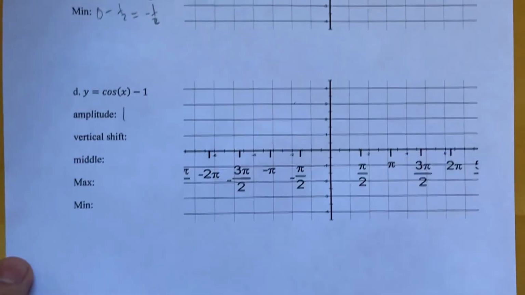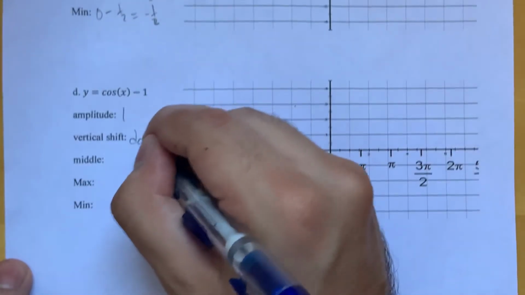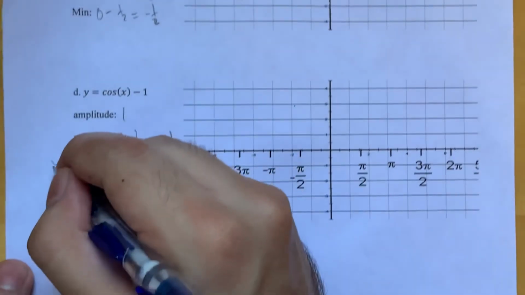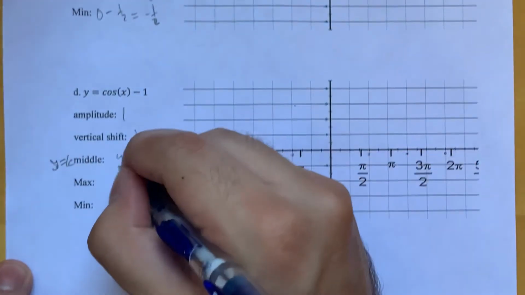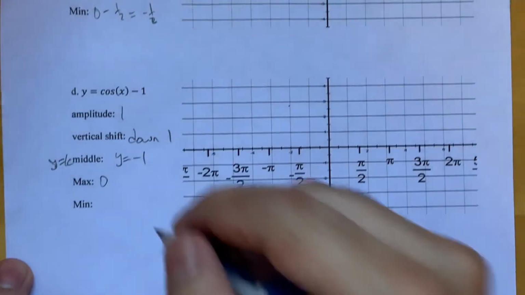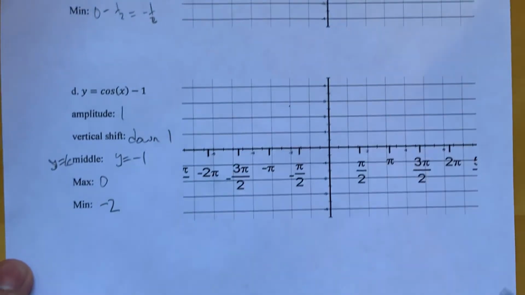All right, so amplitude is 1. Vertical shift is down 1 because it's -1. The middle, y equals k. K is -1, y equals -1. Max is 0. And the min is -2. I feel like I need to show you guys how to do that, but I feel like you understand that it's k plus a, k minus a.